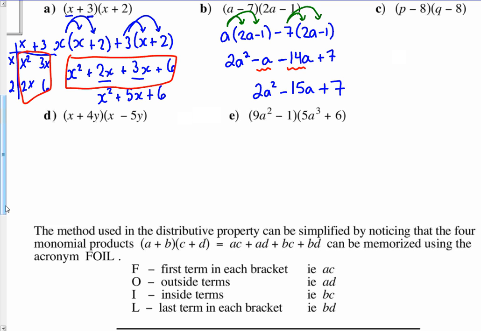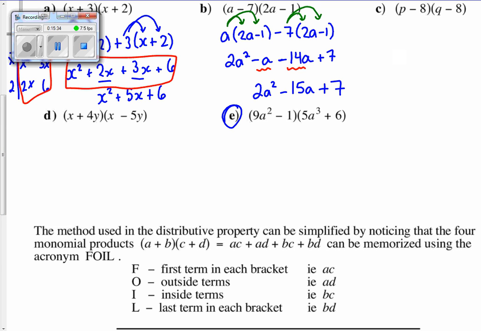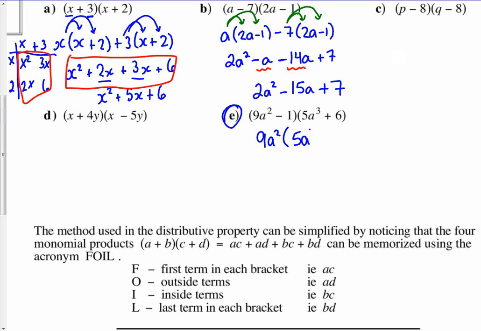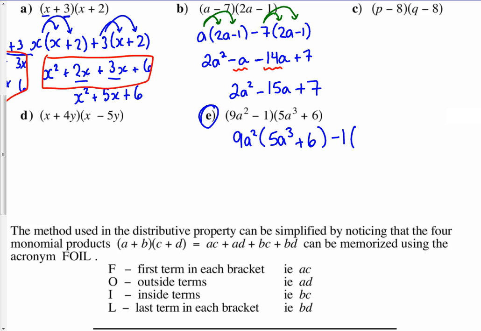Do you get it? Do you want to try E on by yourself? Okay, try it. Minus 1 times 5a cubed plus 6.